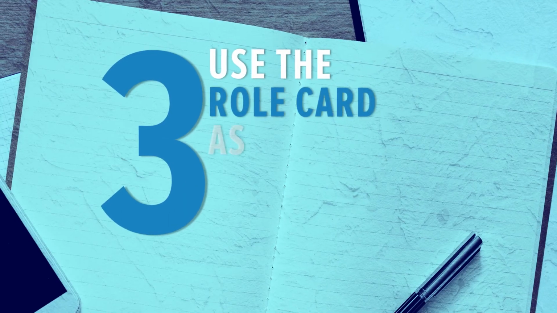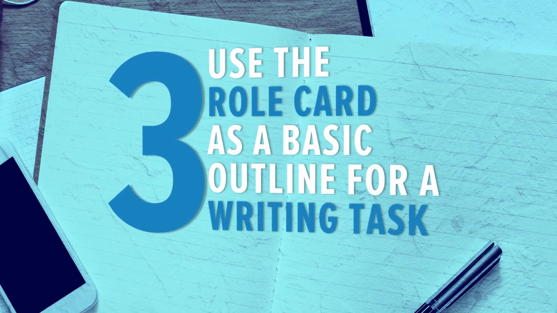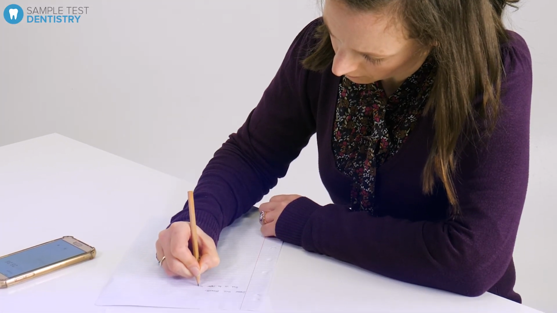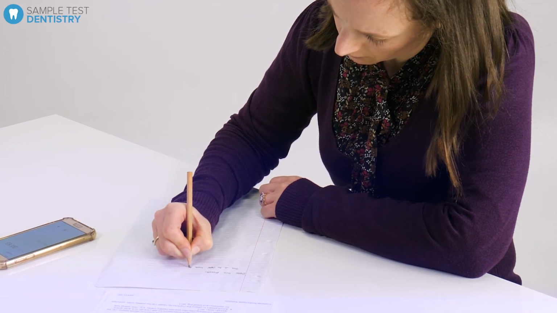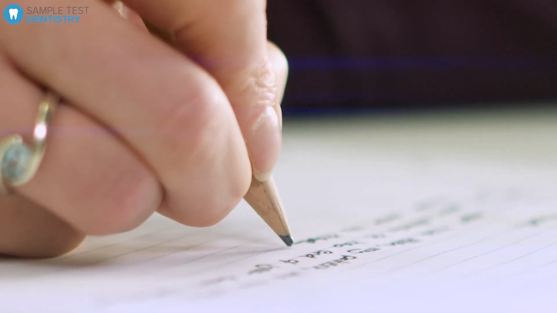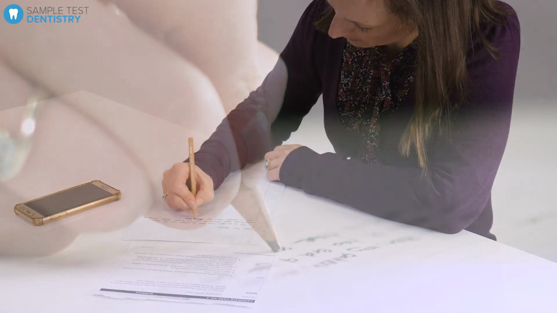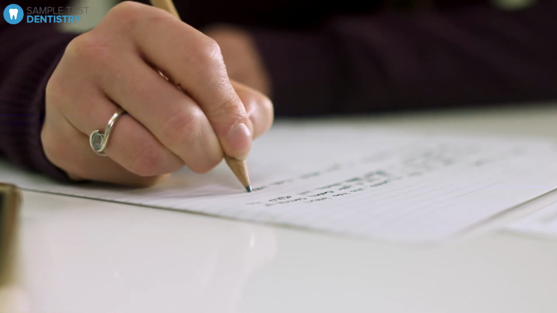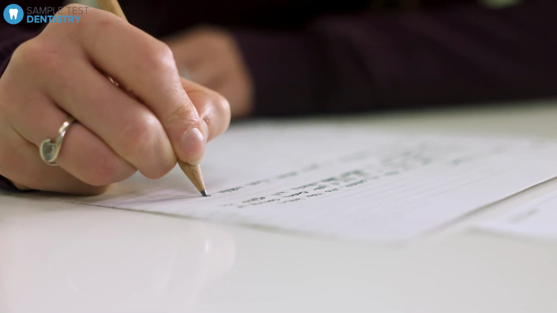Use the role card as a basic outline for a writing task. Imagine you are referring this patient to a new dentist because they are moving house. Use the details in the patient card and your recording to explain the background to the situation and what has been discussed today. Request further treatment and regular checkups for the patient.